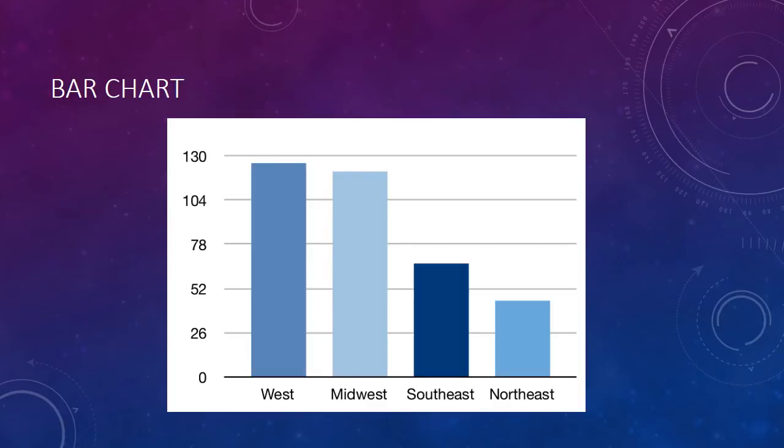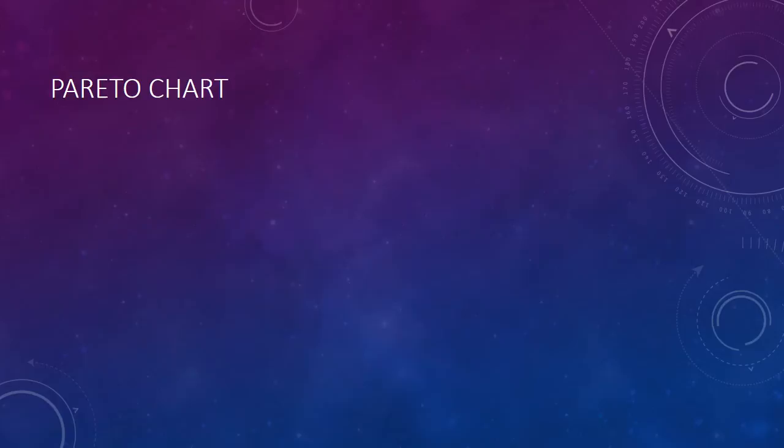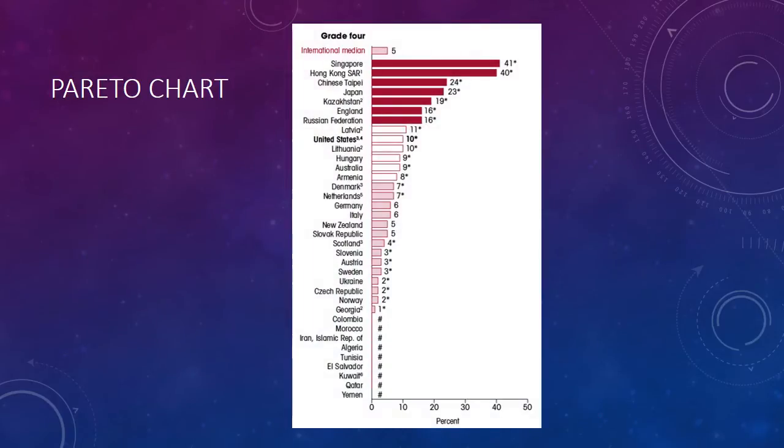There's a special kind of bar chart called a Pareto chart. It's named after the guy who invented it. A Pareto chart is a bar graph with the categories or bars ordered from largest to smallest. Pareto charts are good for quickly determining the largest and smallest categories, but they should not be used for ordinal data, only nominal data.